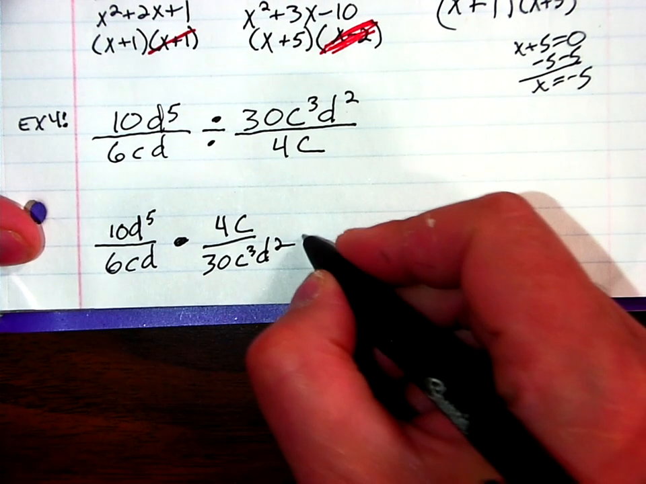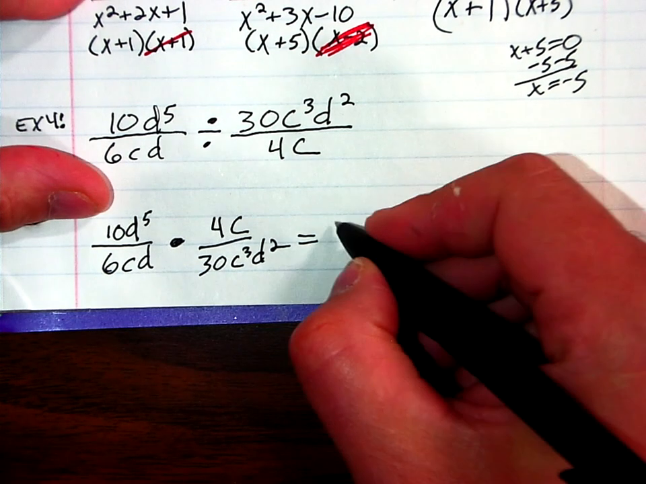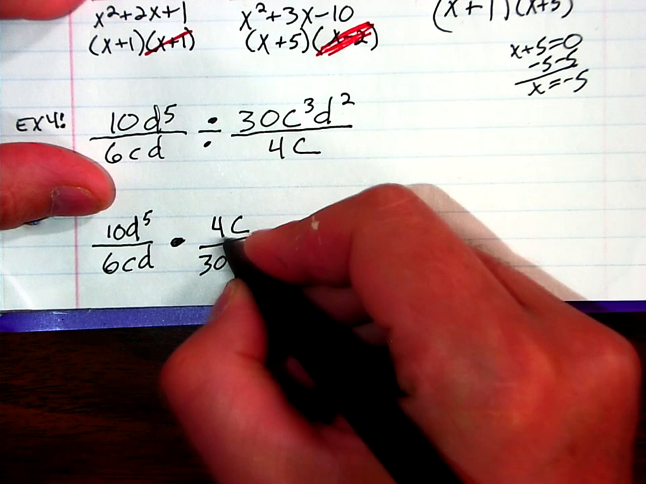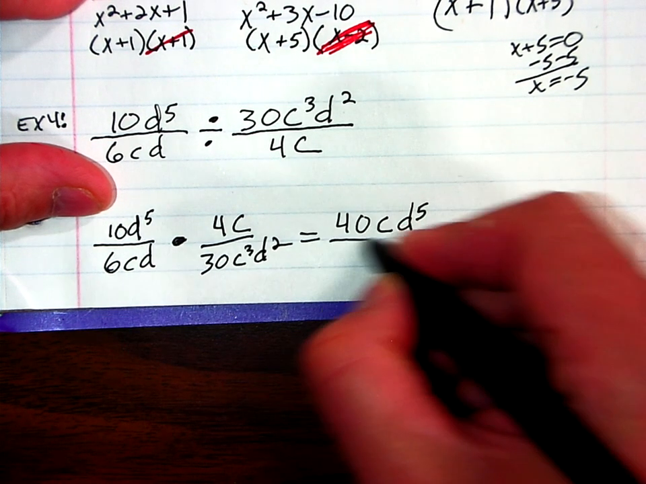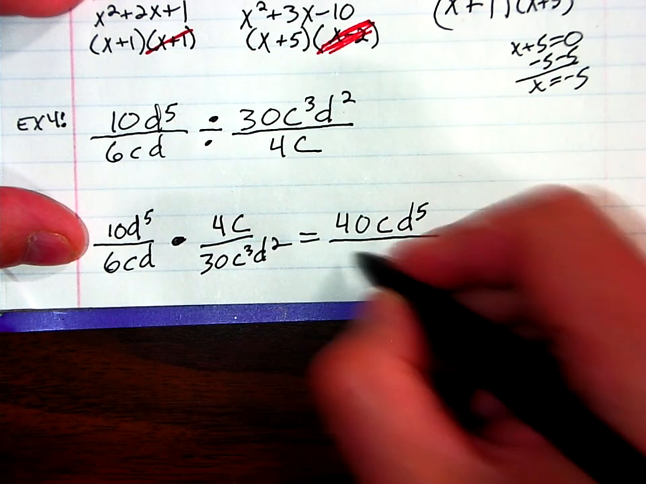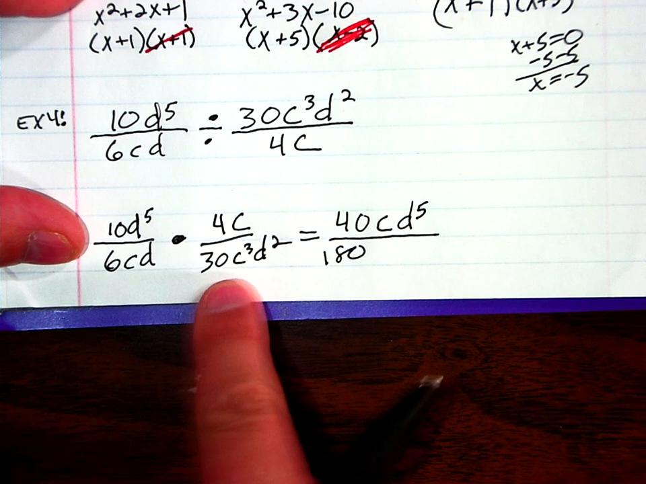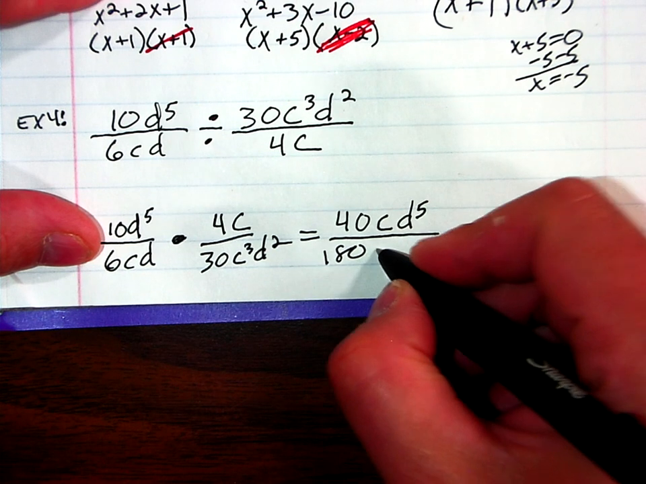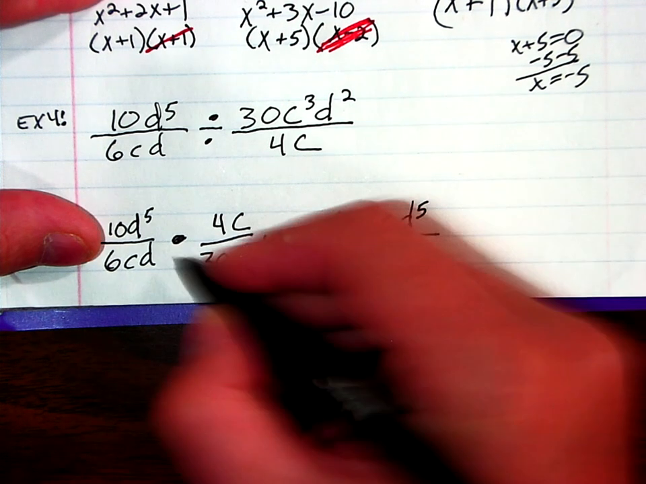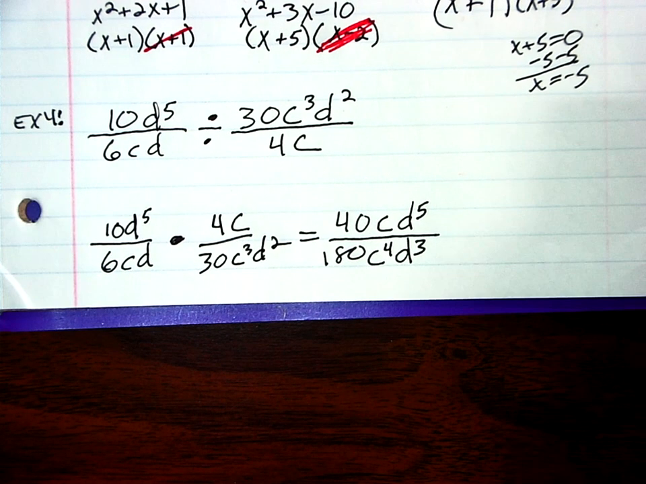So on this one, do we want to cross cancel first or multiply straight across first? All right, 10 times 4 is 40, and C comes before D to the 5th. Now on the bottom, 6 times 30. 6 times 3 is 18, add a 0, 180. C times C cubed is C to the 4th, and D times D squared. All right, so now we just have to simplify it.